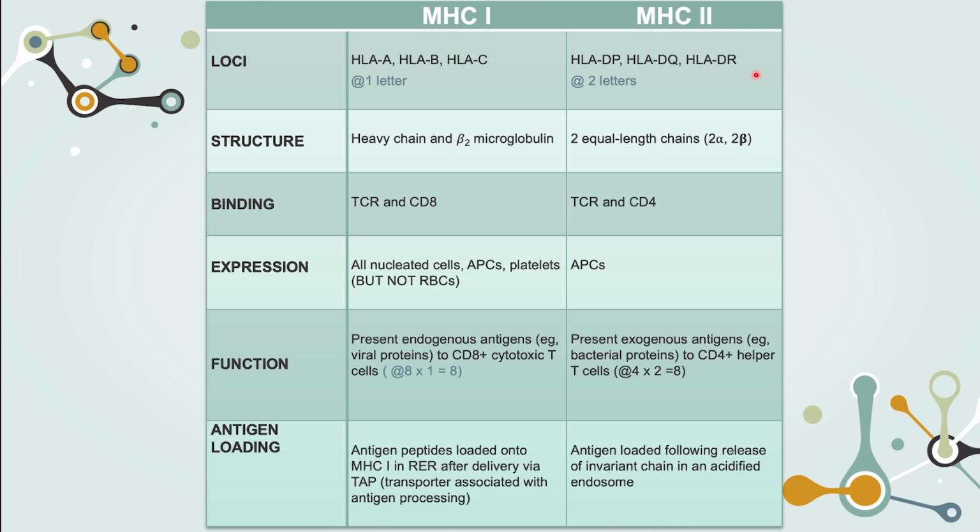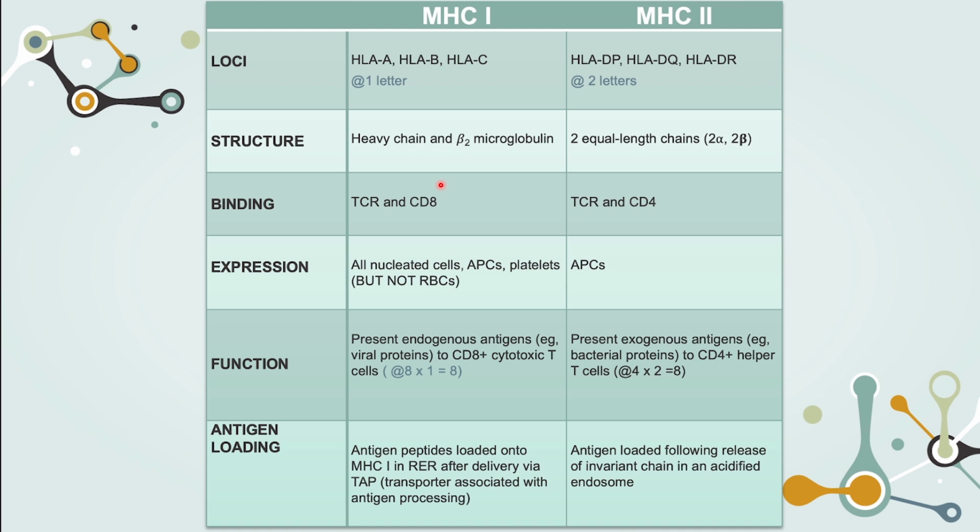Now, this is a really high yield mnemonic, all right? The USMLE exam loves to ask you about these components. So you really need to know this. Now, let's look at the structure. Like I said earlier, MHC1 has a heavy chain and a beta 2 microglobulin, and this heavy chain is formed by alpha 1, alpha 2, and alpha 3.